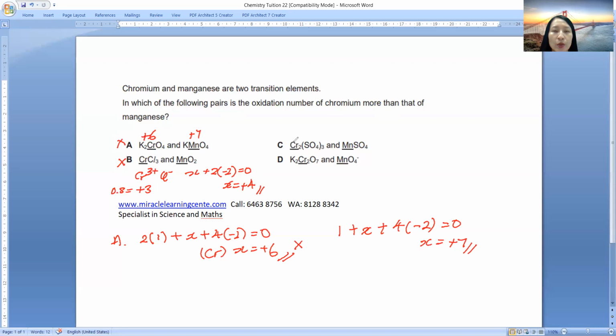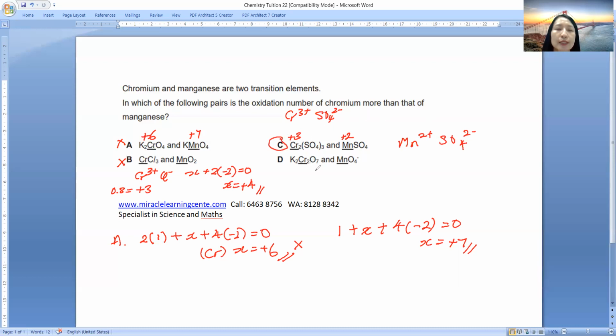Next one, C. We have Cr3+ SO4 2-. So it's Cr3+, and the oxidation number is actually +3. How about this one over here? This one is actually Mn2+ SO4 2-. So this is +3, and this manganese here is actually +2. So in this case, chromium is actually more than manganese. So C is actually the answer.